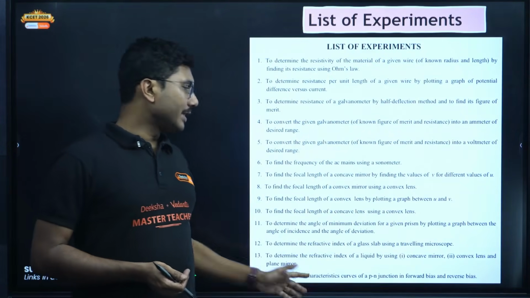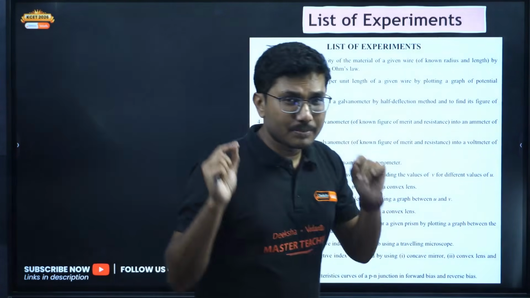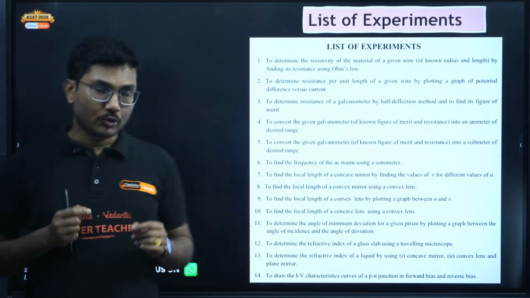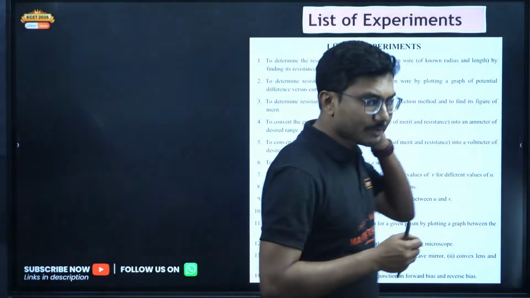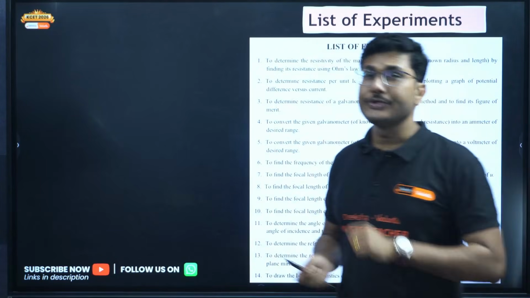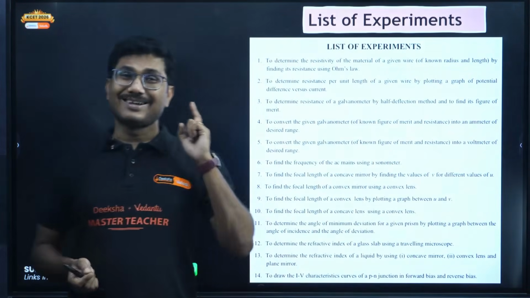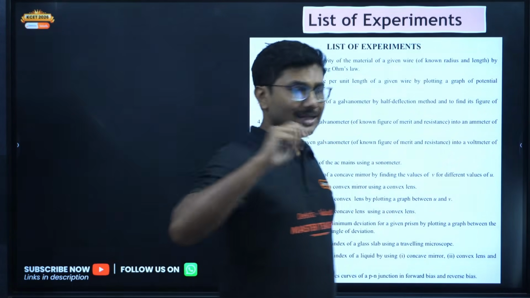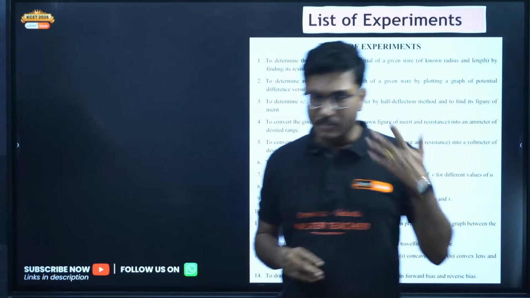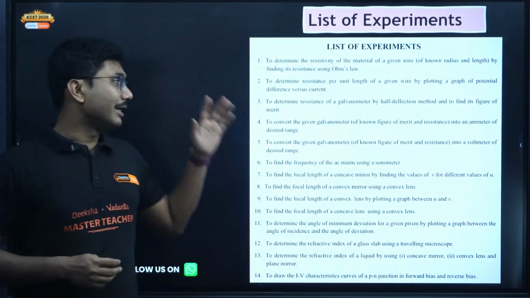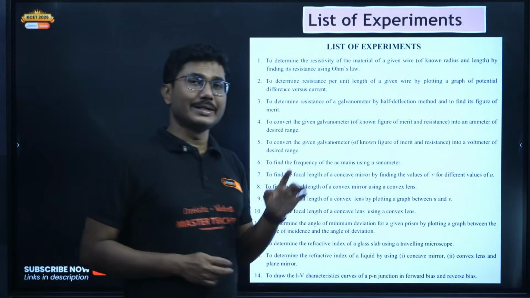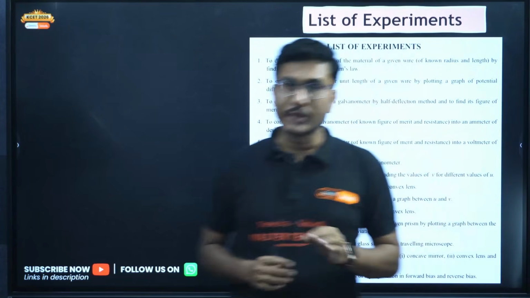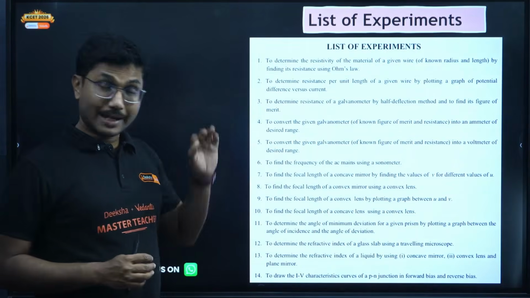Out of the 14 experiments, 12 are compulsory to record in your lab manual. Some of you may have recorded 10 experiments because only 10 experiments are performed in your college, but don't forget to record at least 12 experiments. Not all 14 are required, and generally most colleges do not perform all 14 experiments, but recording-wise 12 are mandatory. You have to record at least 12 of the experiments.